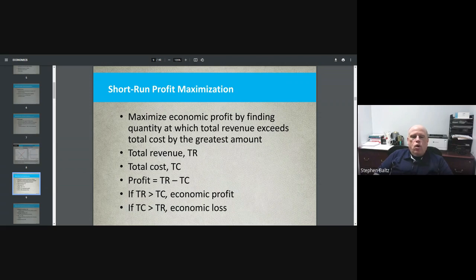All right. So now, as far as short run profit maximization, if total revenue exceeds total cost, right here, then you're going to have an economic profit in the short run. If total cost is greater than total revenue, then you're going to experience an economic loss in the short term or short run. All right.